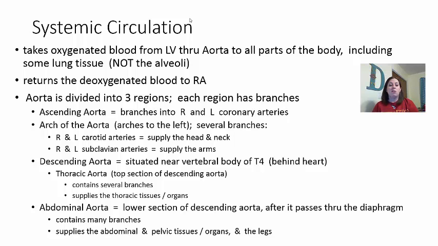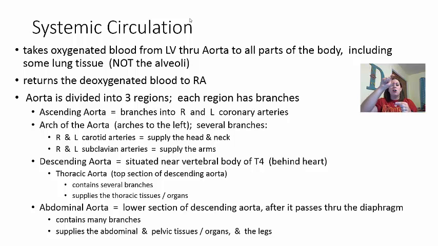Now let's look at the aorta first. The aorta gets divided into 3 regions. Each region has branches. There's the ascending aorta. As the aorta comes off the heart, you're going to have an ascending part, which means it's going to come up. This ascending part of the aorta is going to branch into your right and left coronary arteries. So there are branches coming off the ascending part, which are going to service your heart itself.